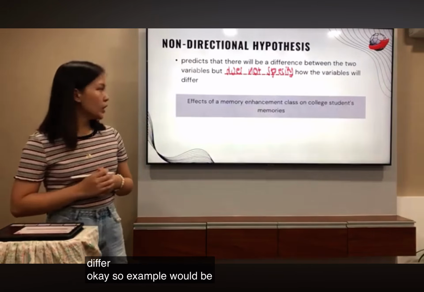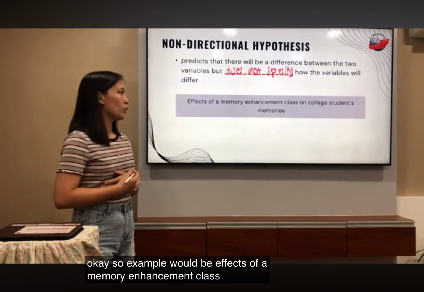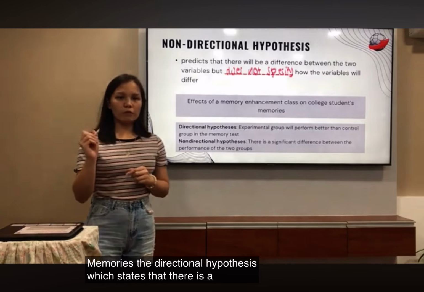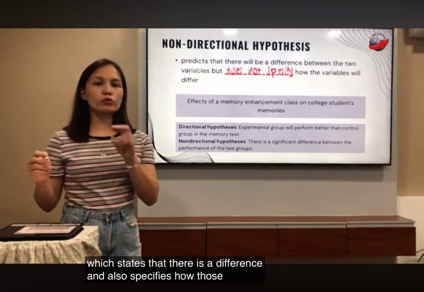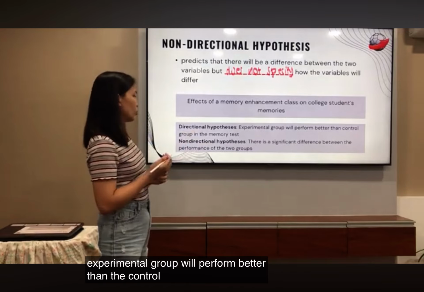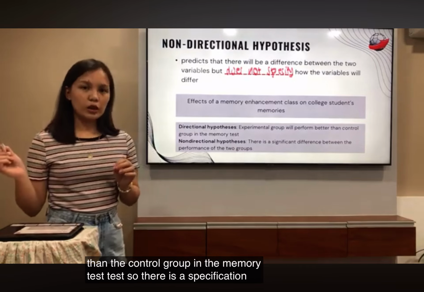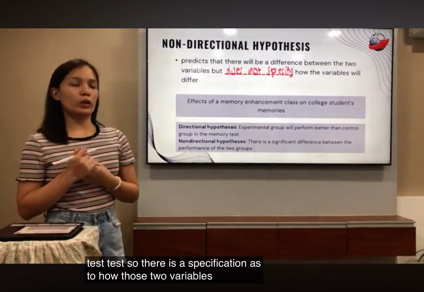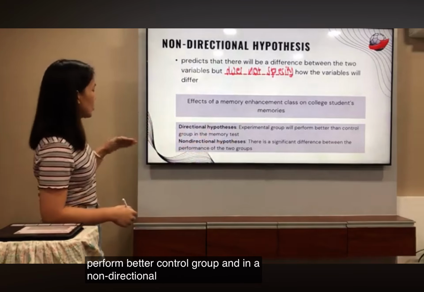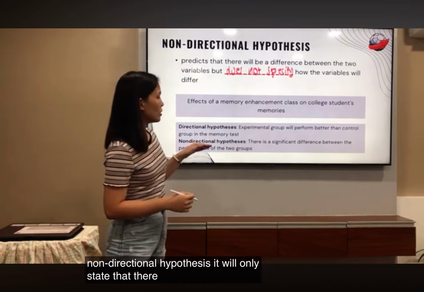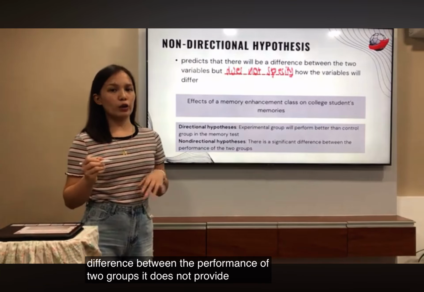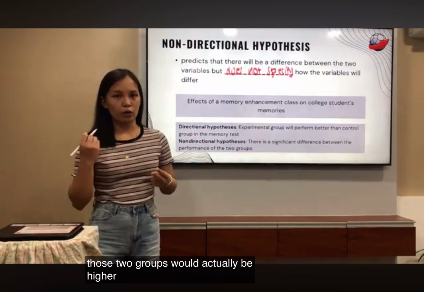Okay, so an example would be the effects of a memory enhancement class on college students' memories. The directional hypothesis, which states that there is a difference and also specifies how those two variables will vary, would go: the experimental group will perform better than the control group in the memory test. So there is a specification as to how those two variables will differ. In a non-directional hypothesis, it will only state that there is a significant difference between the performance of the two groups. It does not provide which of those two groups would be higher or lower.